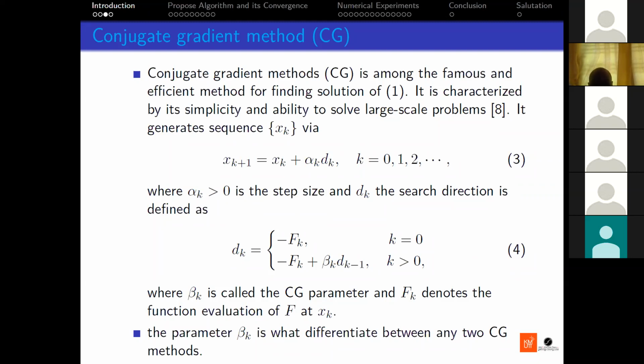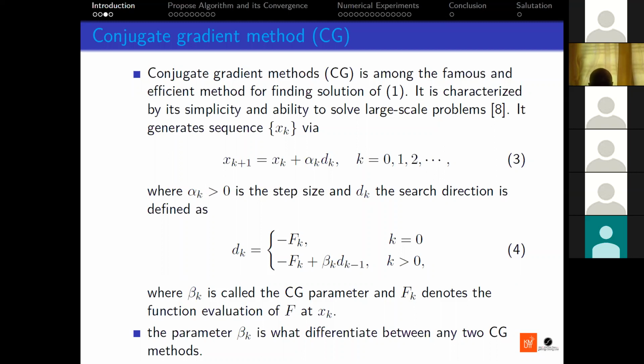Beta k is called the CD parameter, and fk denotes the function evaluation of f at the point xk. Now, this parameter beta k is what differentiates between any two CD methods. So when you have a new parameter beta k, then you have a new conjugate gradient direction. And when you have a new conjugate gradient direction, then you have a new conjugate gradient method. So this beta k is very crucial.